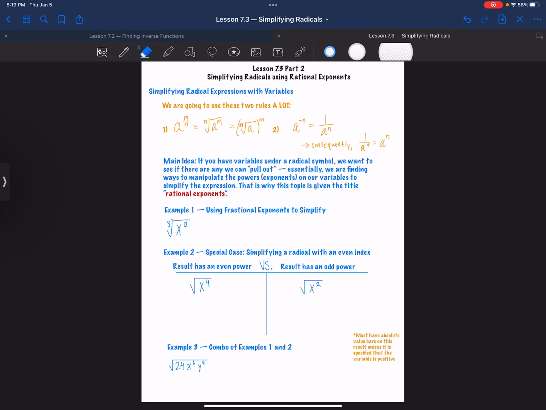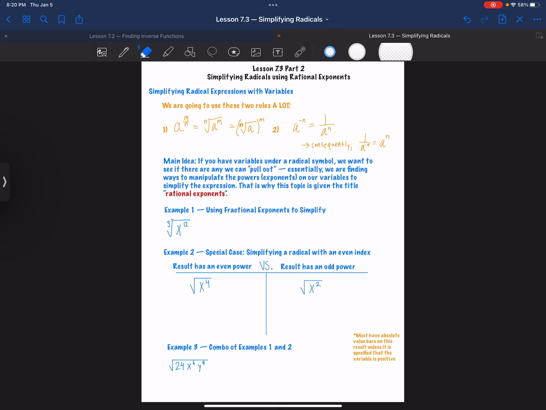Hello and welcome to 7.3 Part 2, continuing simplifying radicals using rational exponents. I think in the last video I said I might divide this into 3 parts. Nah. We're just going to do 2, okay? We're just going to cut it off here, and I'll talk about conjugates in class. That's fine, because this video is going to be jam-packed with lots of examples. So let's just dive right into it.